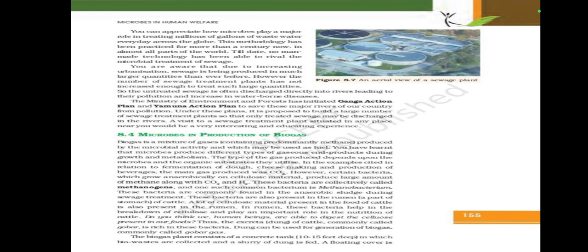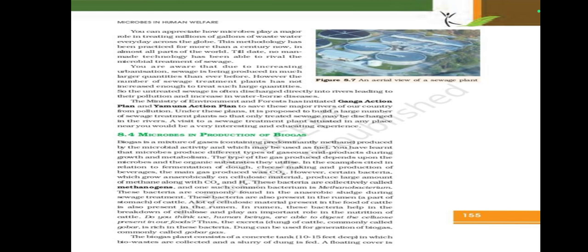Biogas is a mixture of gases containing predominantly methane, produced by microbial activity, and which may be used as fuel. You have learned that microbes produce different types of gases and products during growth and metabolism. The type of gas produced depends upon the microbes and the organic substrates they utilize. In the examples cited earlier, in relation to fermentation of dough, cheese making, and production of beverages, the main gas produced was carbon dioxide.